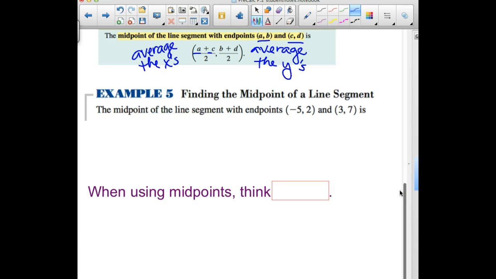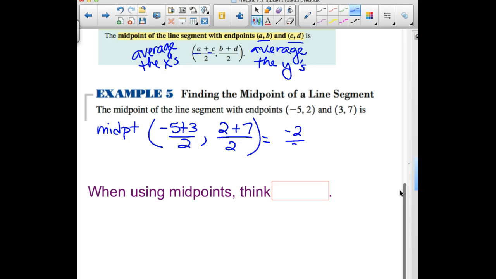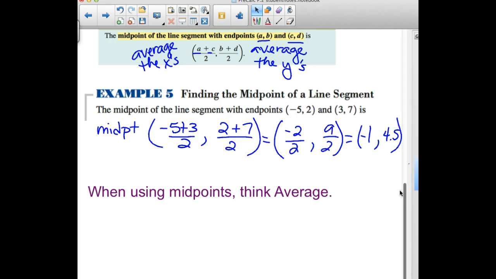All right, so example 5, finding the midpoint of the line segment that has endpoints (-5, 2) and (3, 7). So we are going to add our two x's and average them out. And then we're going to add our two y's and average them out. And simplifying, -5 plus 3 is -2, dividing by 2. 2 plus 7 is 9. We could simplify that to be (-1, 4.5), or you can leave it as 9/2. Either way is fine. So again, when doing midpoints, think of averaging.